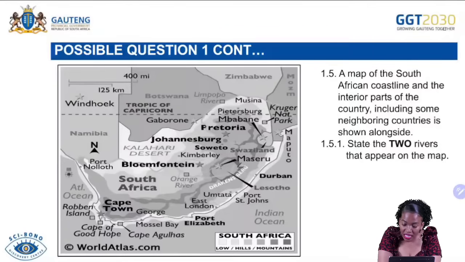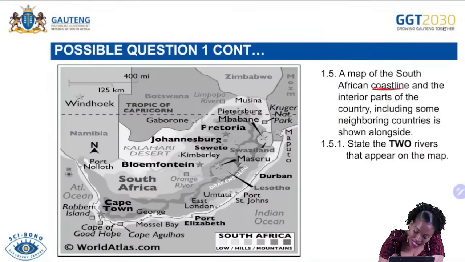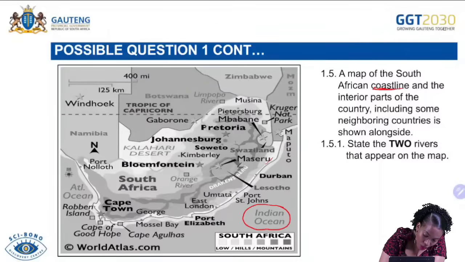A map of the South African coastline and the interior parts of the country, including some neighboring countries, is shown alongside. So they say a map showing the coastline. The coastline is those areas that are next to the coast. The coast is the sea, like when people are saying, I'm going to the beach. Places like your Durban, your Cape Town, they are near the coastline. And then the oceans that we see there, we see the Indian Ocean, we see the Atlantic Ocean.